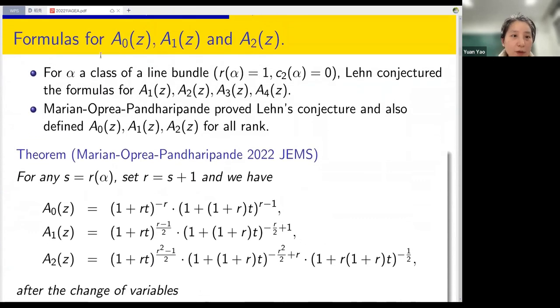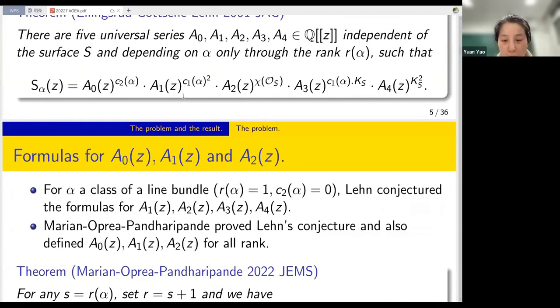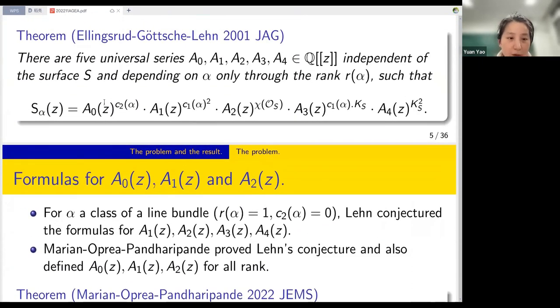And so these formulas, firstly, are for the class of line bundles. So you have rank 1 and there's no second Chern class. Lane conjectured the formula for this A1. Now for a class of line bundles, you don't have the second Chern class, so you don't have this A0 term. And now Lane conjectured the A1, A2, A3, A4 for the rank 1 case.